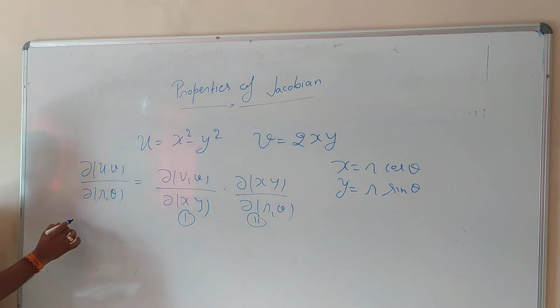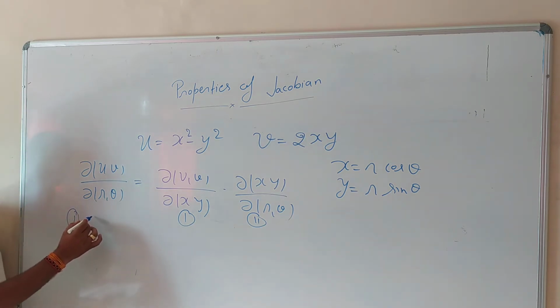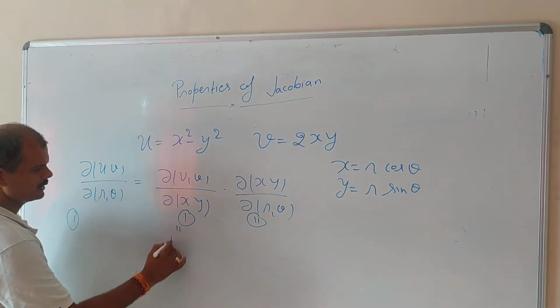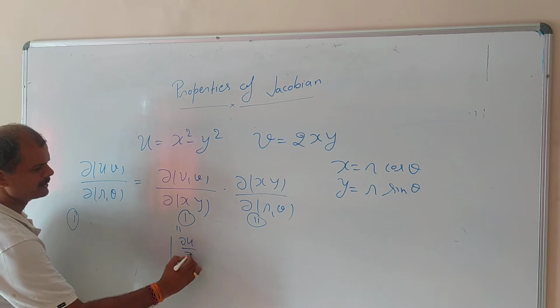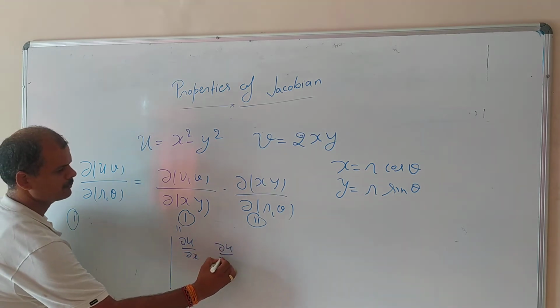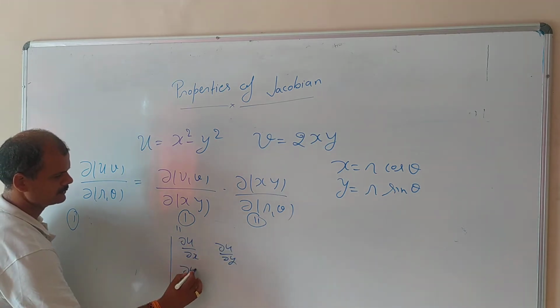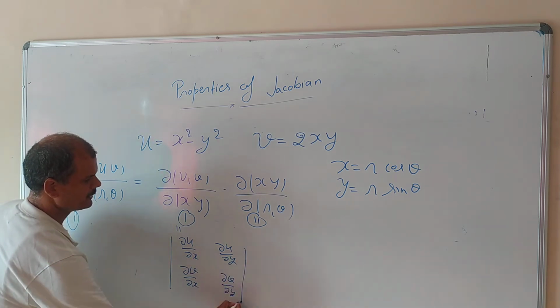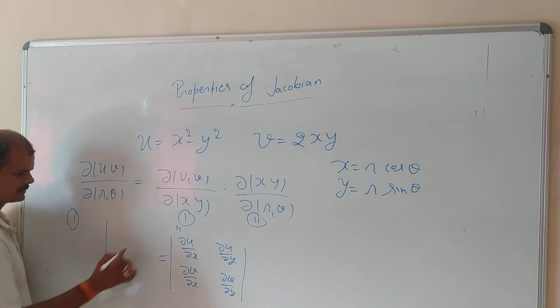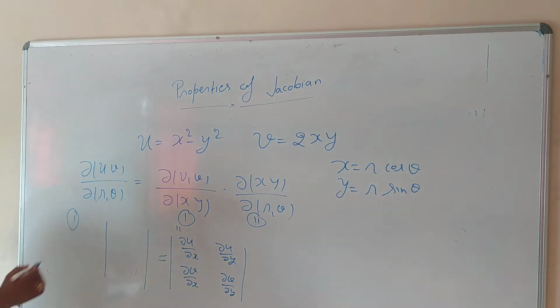So let us find the first one, Jacobian of u, v with respect to x, y. So this will be your determinant of a 2 cross 2 matrix. That will be your del u by del x, del u by del y, del v by del x, and del v by del y. Fine. Okay. So what is del u by del x? 2x.